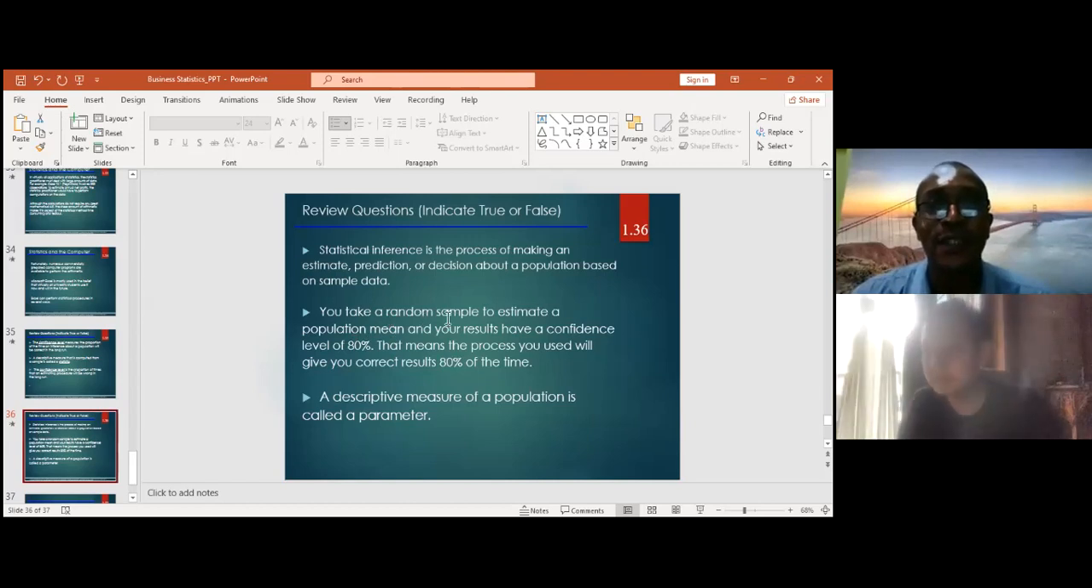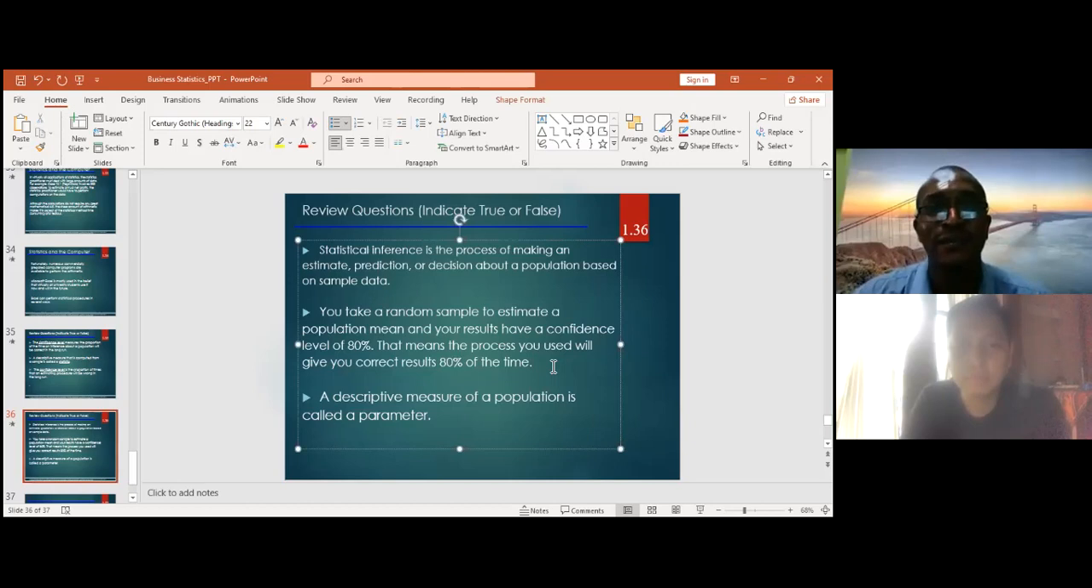You take a random sample to estimate a population mean, and your result has a confidence level of 80%. So that means the process you use will give you the correct result 80% of the time, true or false? So this one is related to confidence interval. I remember I also spent time to explain this part. So true or false, very simple.